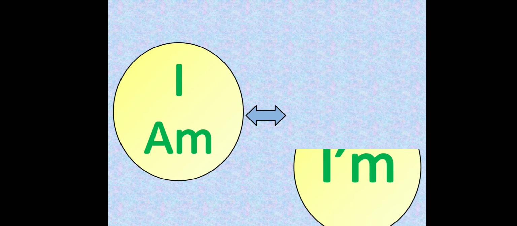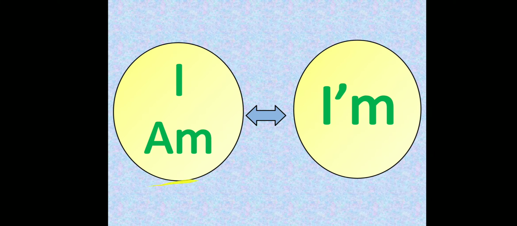Now see, our first term is I am. To write the contraction of I am, here we remove A and in place of A an apostrophe sign is used, and it becomes I'm. Look, this is the short form or contraction of I am.